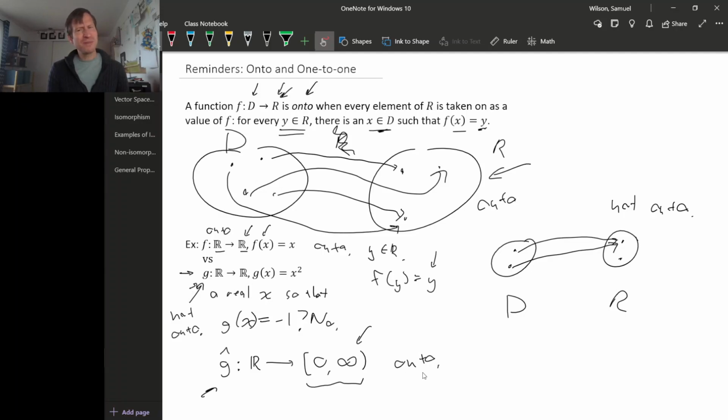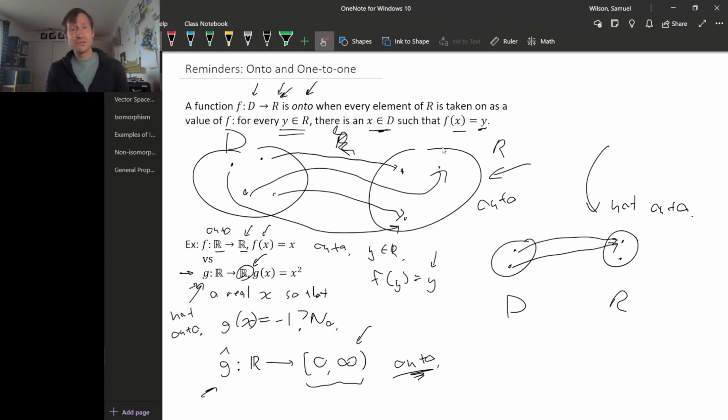So the property of being onto actually can depend on what exactly your range is. So you've got to be a little careful with onto. But if you keep this picture in mind, you'll keep it straight. Onto just means everything in the range gets hit by something.